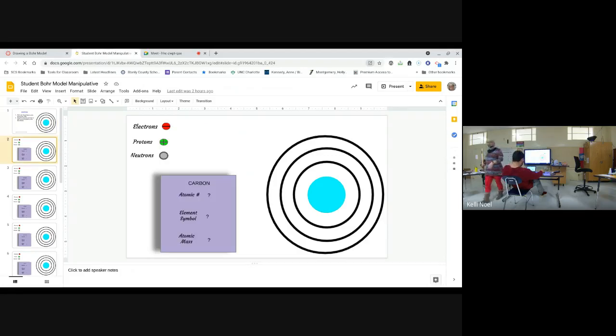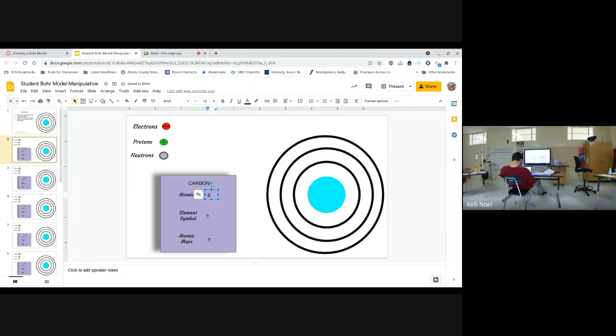So if you do it along with me, it's going to be, again, an easy way for you. So over here is your slides. I clicked on the second one over here. And so make sure in your purple box it says carbon. You're going to look at your periodic table and find carbon. Carbon's on the right-hand side of the periodic table. And I need to know its atomic number. Number 6.